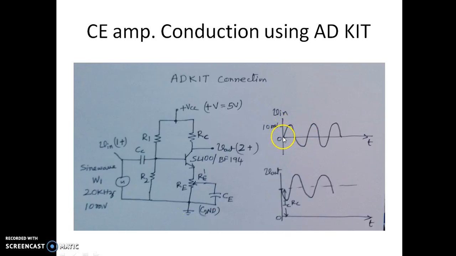This is the input waveform around 0, whereas the output waveform is shifted by IC into RC drop. Sorry, this will be VCC minus IC into RC drop. So this will be lifted by this voltage, which is nothing but VCC minus IC into RC. So we'll have the output voltage DC shifted. You can see it is inverted also. If the input is going high, the output is going low.